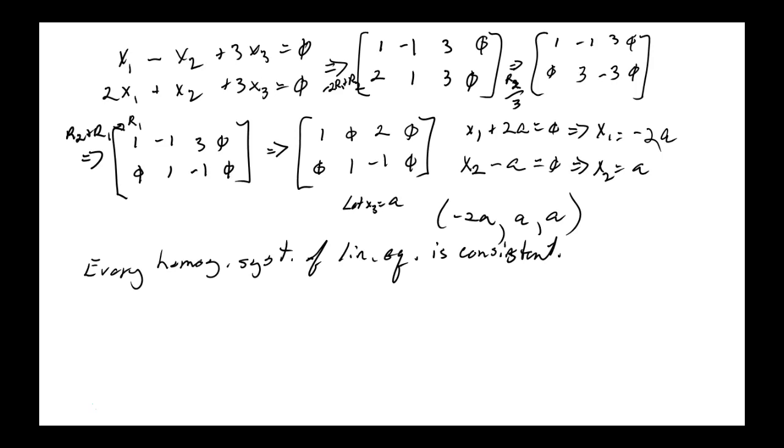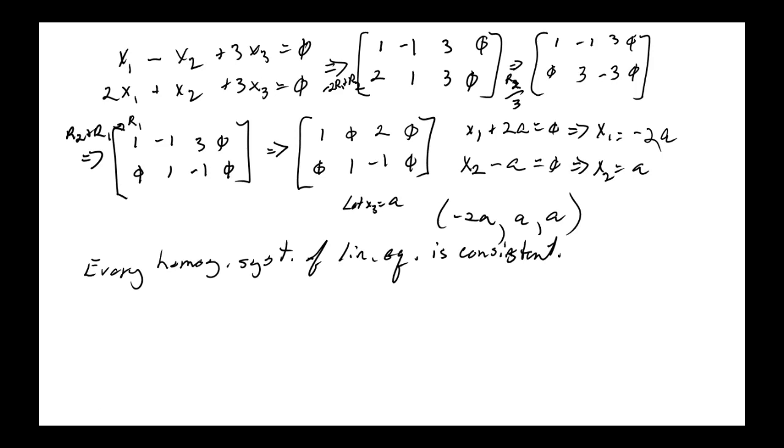And 0, 0, 0, or however many variables you have, if every one of them is 0, it's called the trivial or the obvious solution. That will be a solution. So you know that every homogeneous system will have at least one solution, the trivial one. They may have more, okay? But every homogeneous system is consistent because it has at least one solution.